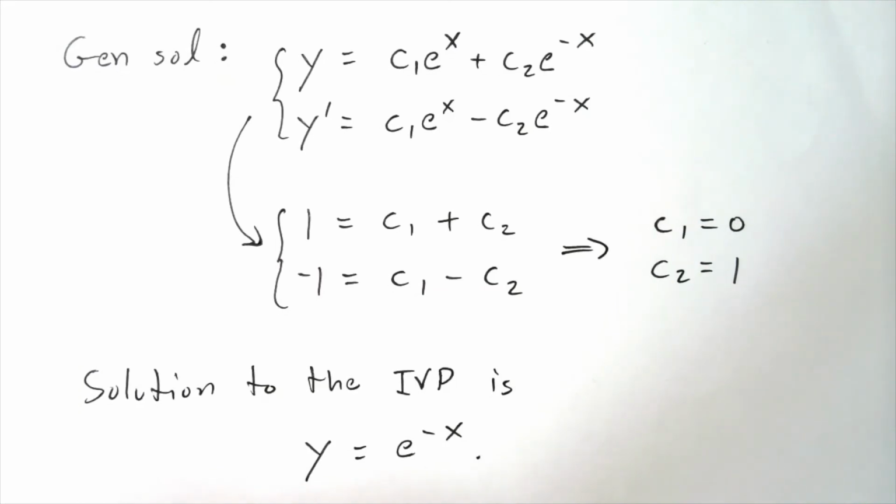Some important concepts here. We started with the idea that a linear combination of two solutions is a solution. We had the idea of a fundamental set, something that every solution can be written as a linear combination of. And then we had the idea of linear independence. If you can take two solutions and verify that they're linearly independent, then you know that they form a fundamental set, which means you can use them to write down any solution. And then we can use that to solve the initial value problem.